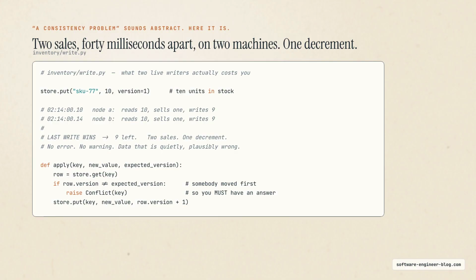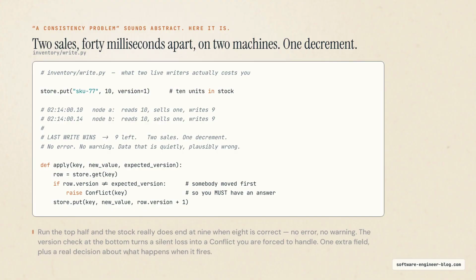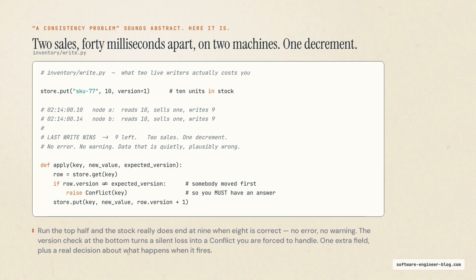The fix is at the bottom. Every row carries a version number, and a write has to say which version it believes it is replacing. If somebody moved first, you refuse the write and raise a conflict. That is 1 extra field, plus a real decision about what your application does when it fires.